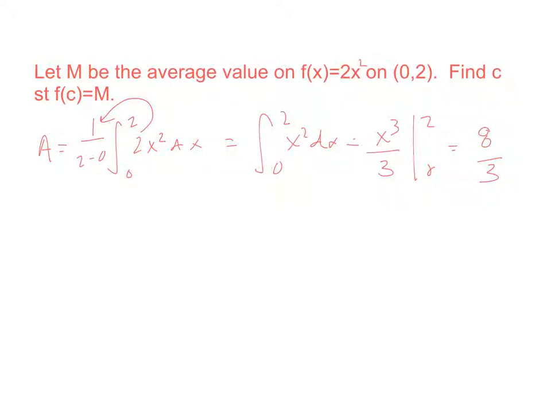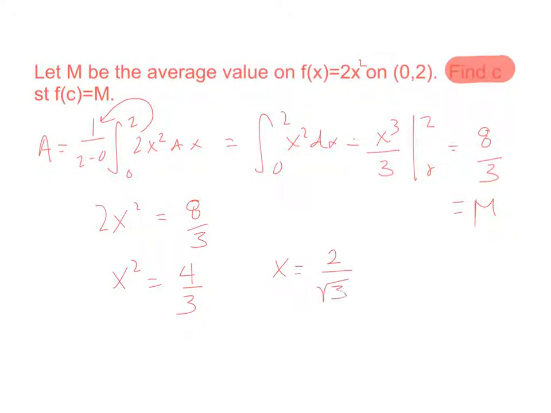We actually want to find c, though. Find c. I found m. So to find c, I need to know what x value actually equals 8/3. So, multiply by 3 if you want, or divide by 2, you'll get 4/3. And x then equals the square root of 4/3, which is 2 over rad 3. And that's your c value where m occurs.